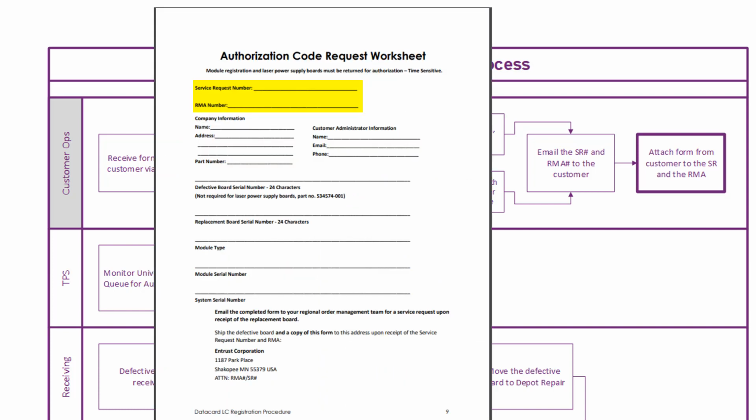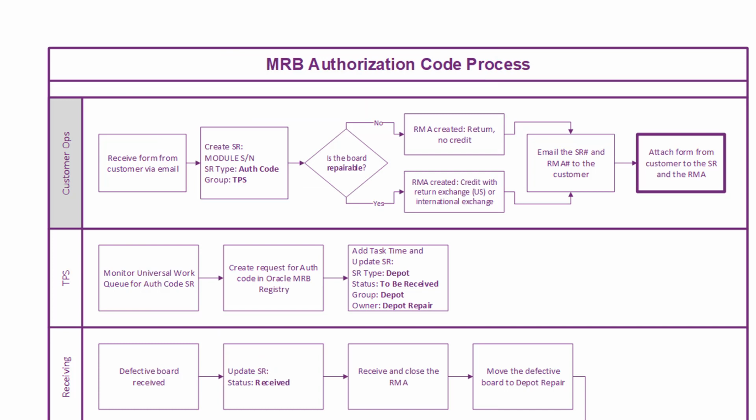The customer must update their authorization code request worksheet with the service request and RMA numbers. Then include a printed copy of the worksheet with the returned board. The technical phone support group monitors the Oracle Universal Work Queue for new auth request SRs.